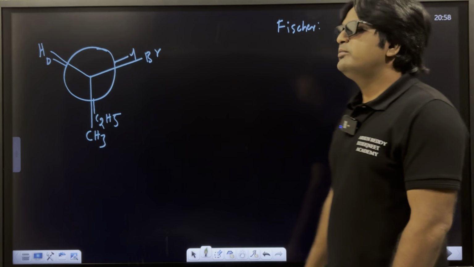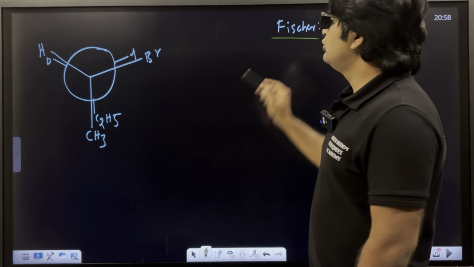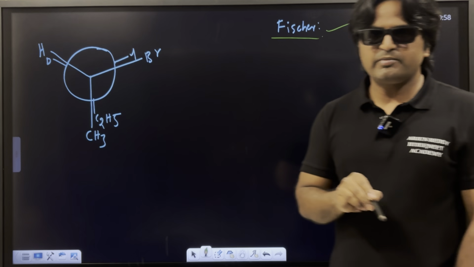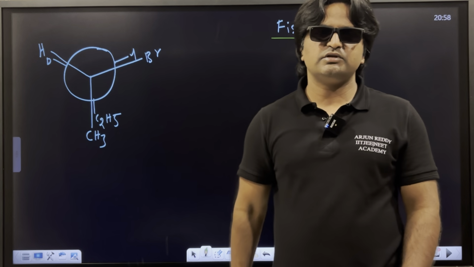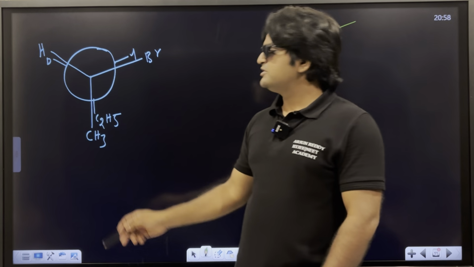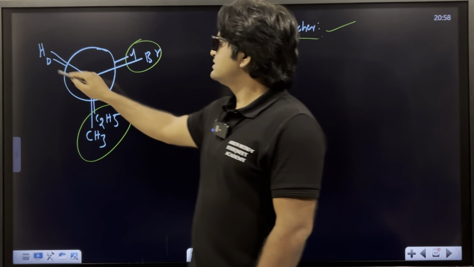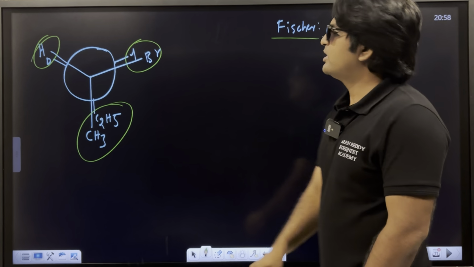Next one, Newman to Fischer. How to convert Newman to Fischer? Whenever Fischer is given, remember this point, it should always be fully eclipsed. But here also eclipsed form is given. What is the angle between these two? 0 degrees. Again here also 0 degrees, no problem.